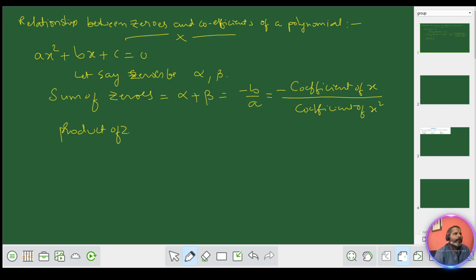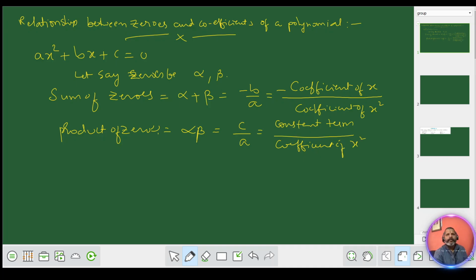Then product of zeros. What is the product of zeros? Alpha beta. That will be your c by a formula. What is C here? It's the constant term. By A is again the coefficient of x square. This is the formula. We'll come back to this for better understanding after seeing one example.